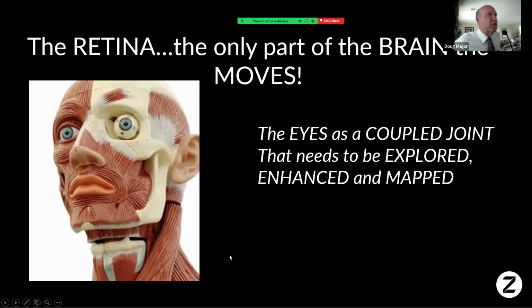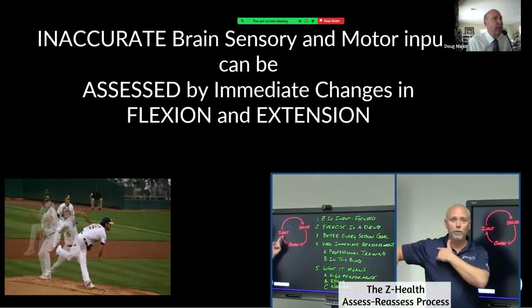And of course, we have this great spot. The retina is the only part of the brain that moves. So we can truly exploit this, not only just for eye movements, but for all neuro activity. And the eye should be looked at as this coupled joint that needs to be explored and enhanced. You think of VR, mapped and continually remapped.